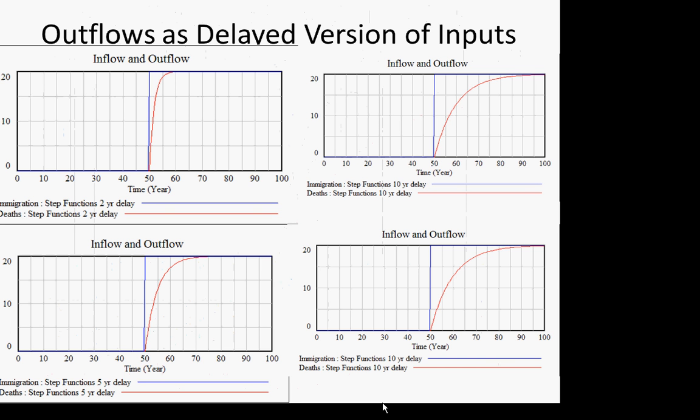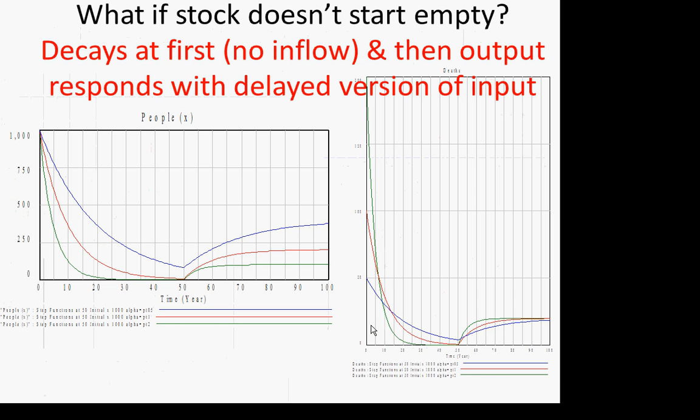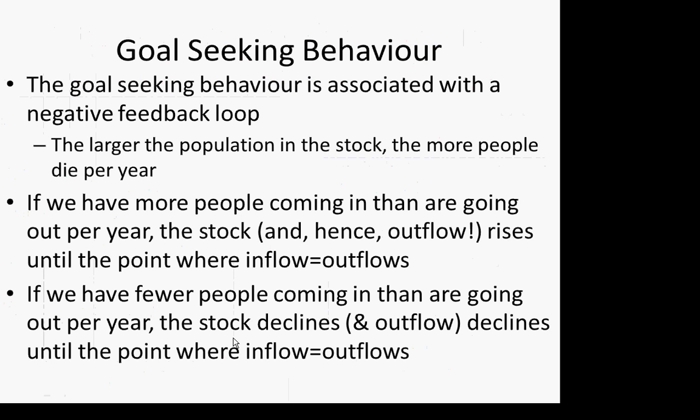So here we have different delays. This is 2-year, this is 5-year, this is 10-year, and this says 10-year as well, so I'm not sure. And if the stock doesn't start empty, then it will decay at first if there's no inflow, and then rise as inflow comes in, and so on. So that's great. So there's goal-seeking behavior going on.